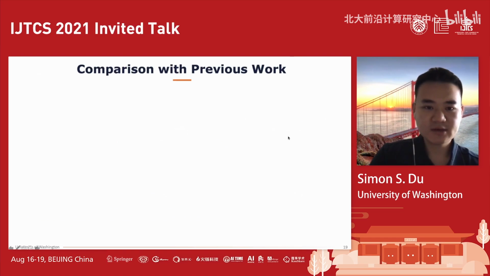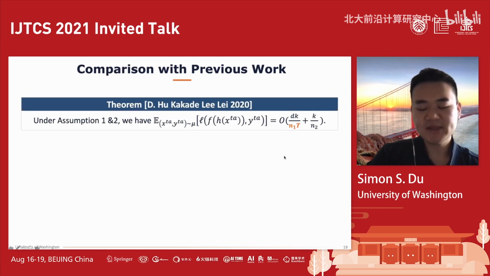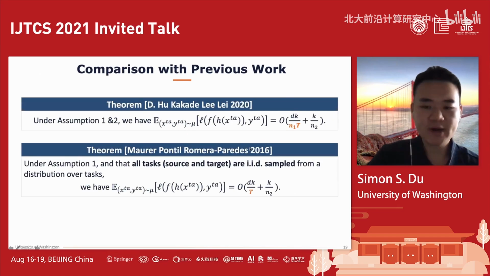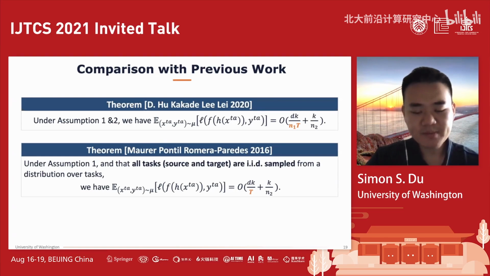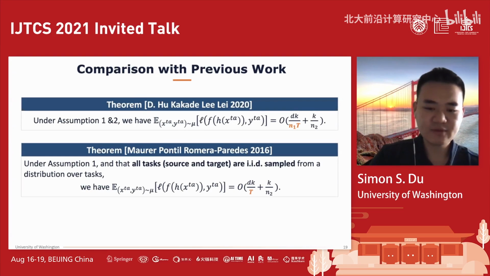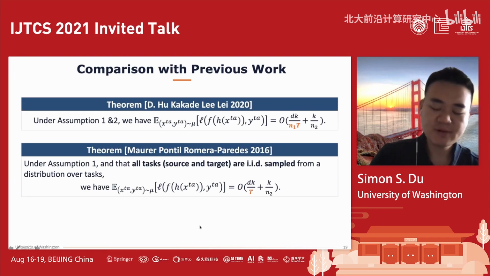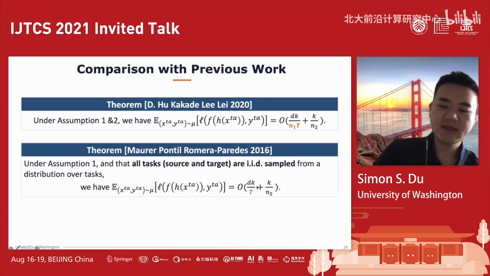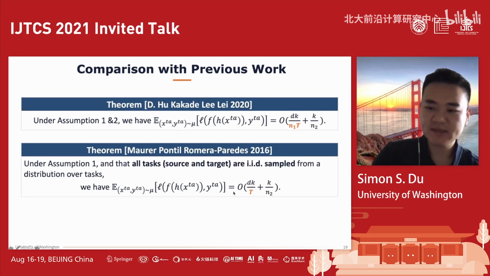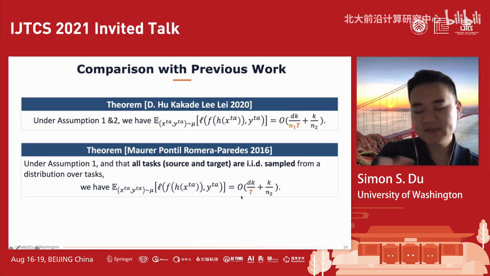All right, a quick comparison with previous work. This is our bound in the linear setting. There's a previous work by Maurer et al. 2016. They also assume assumption 1, but they assume another assumption that is different from our assumption 2. They assume that all the tasks are sampled IID from some distribution over tasks, and they can obtain a bound like this. It's T dk over T instead of n1t like ours. In this sense our bound is better, but of course we have a different assumption.